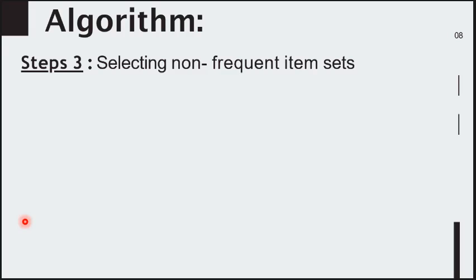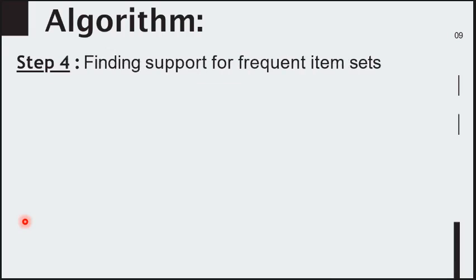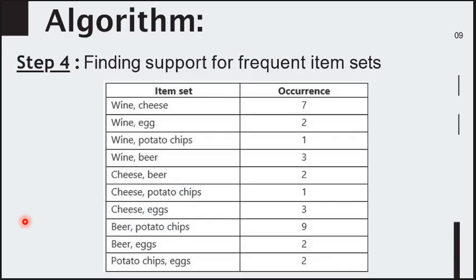Step 3. Selecting non-frequent item sets. We need to consider item sets keeping the threshold in mind. Item sets containing flour and butter are ignored. Step 4. Finding support for frequent item sets. Here is the support of items of frequent item sets. Since the threshold is already decided as 7, we only accept wine and cheese, and beer and potato chips.